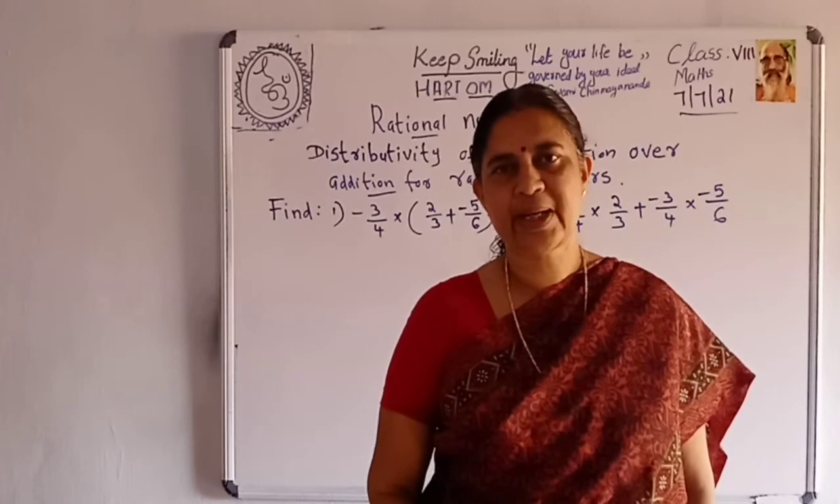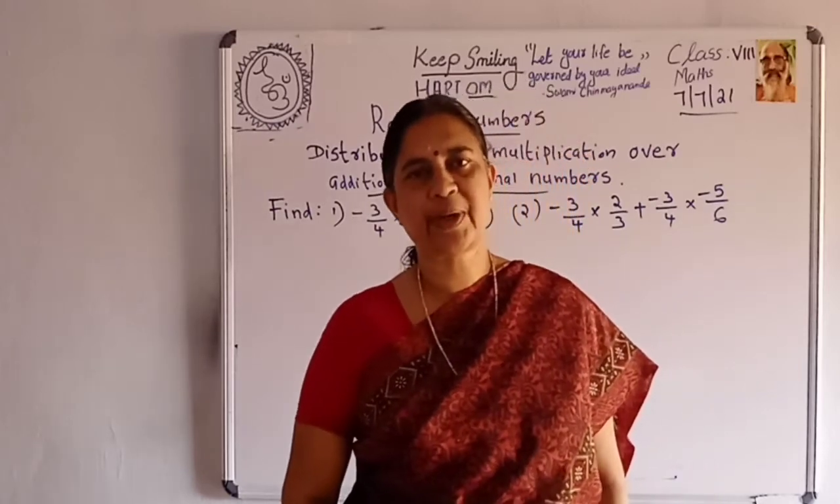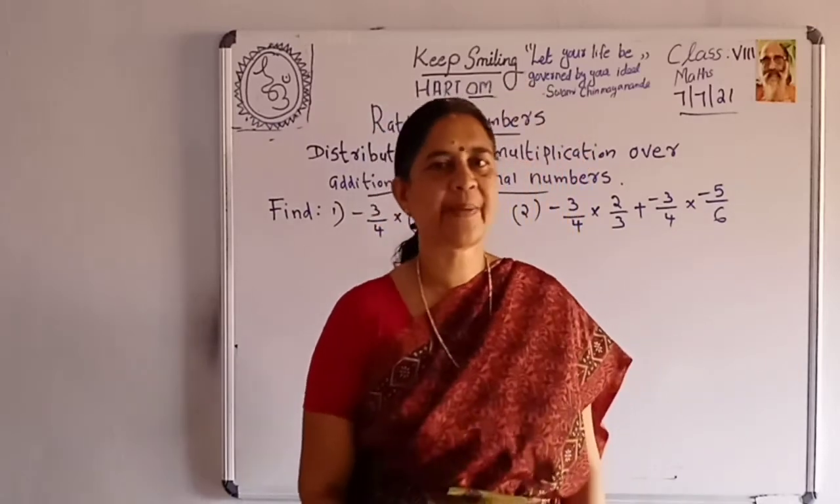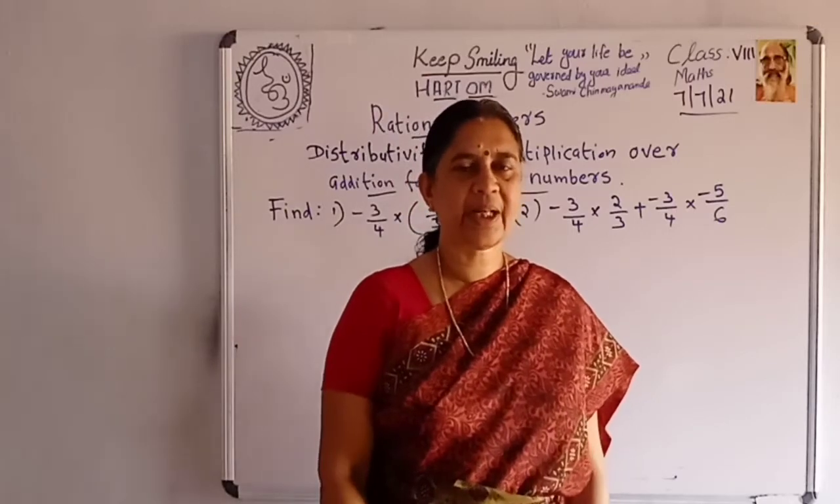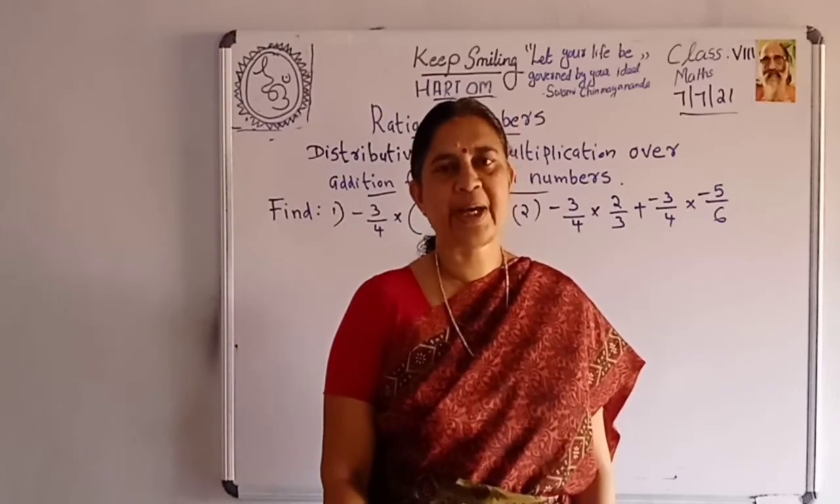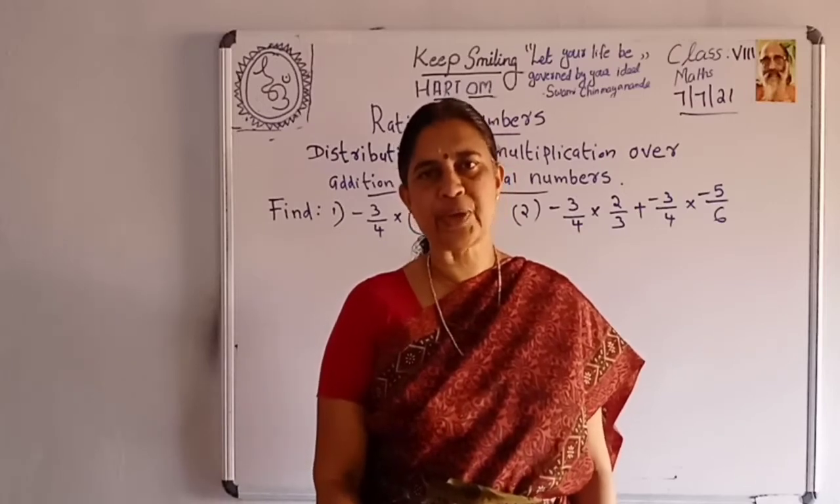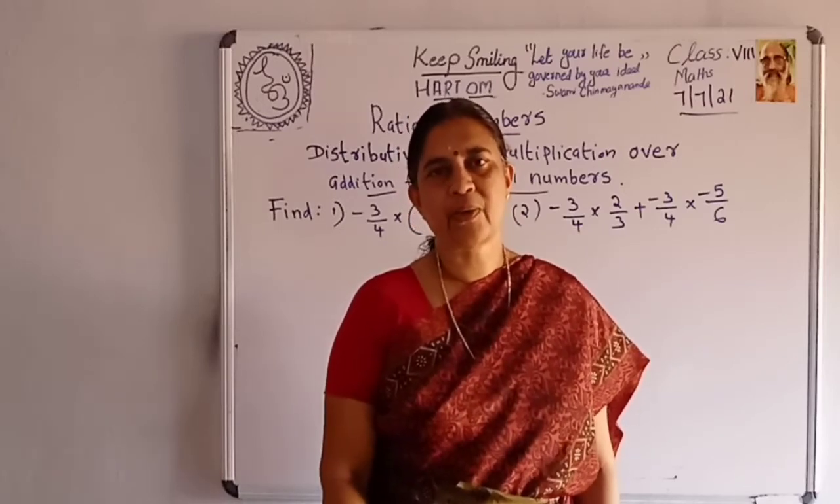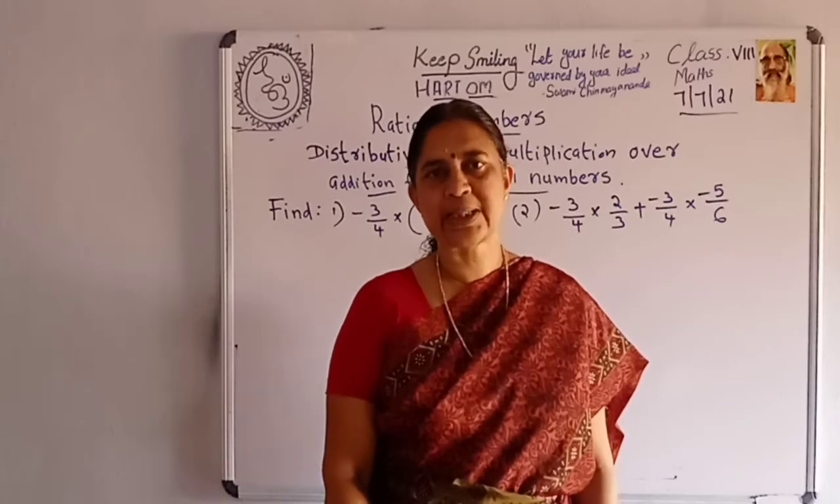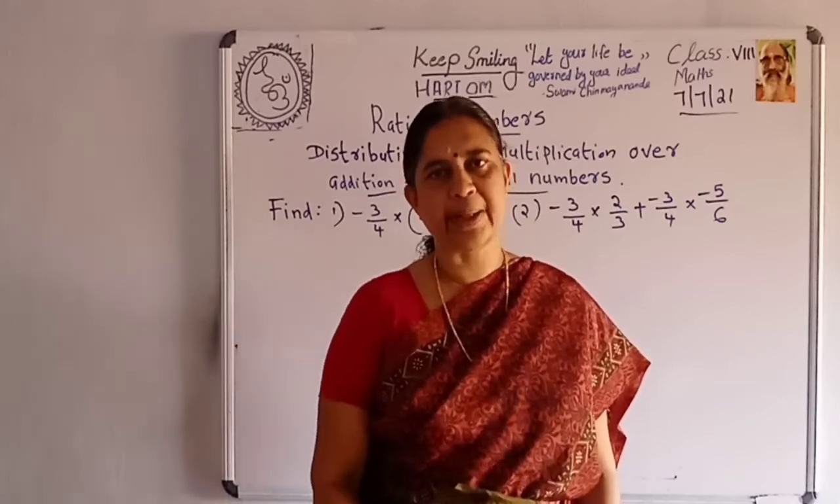Always remember it. Yesterday we studied the commutative property. What is the commutative property of multiplication? If a and b are two rational numbers, then a into b is equal to b into a. If we change the order, the product remains the same. That is the commutative property for multiplication.